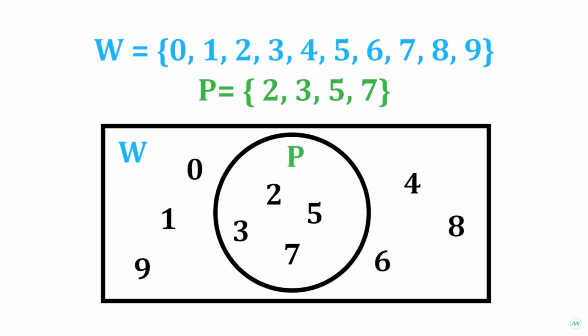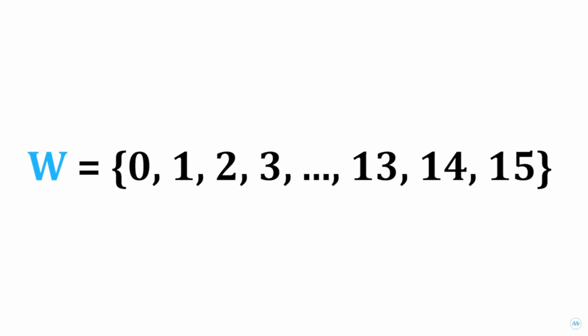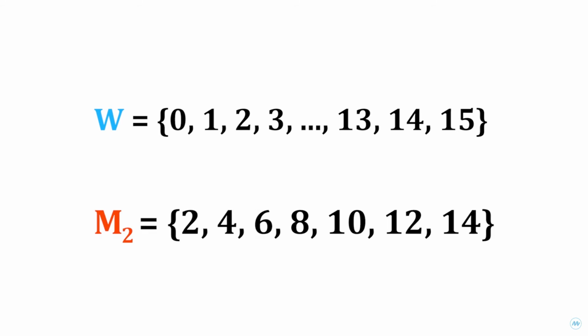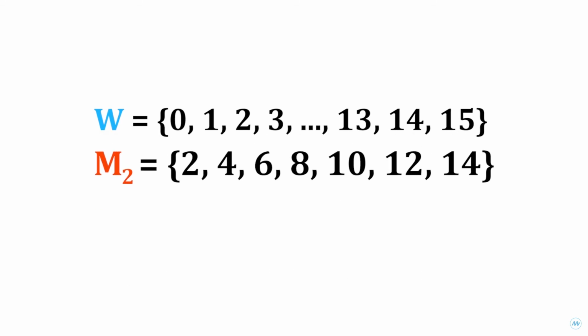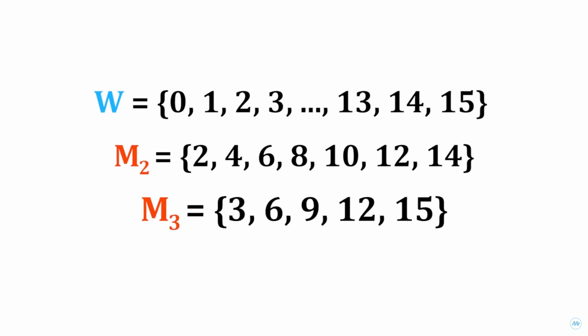Let's take another example. This time, let's have the whole numbers 0, 1, 2, 3, 4, 5, 6, 7, 8, 9, 10, 11, 12, 13, 14, and 15 as the elements of the universal set W. Let's consider two subsets, M sub 2 with elements 2, 4, 6, 8, 10, 12, and 14, and M sub 3 with elements 3, 6, 9, 12, and 15.